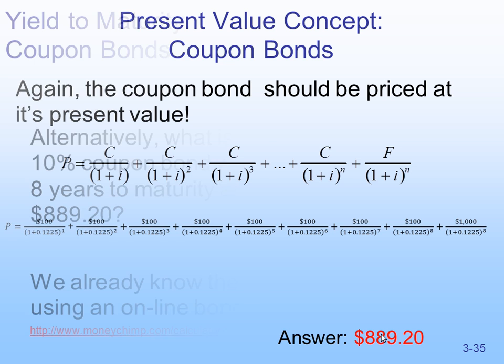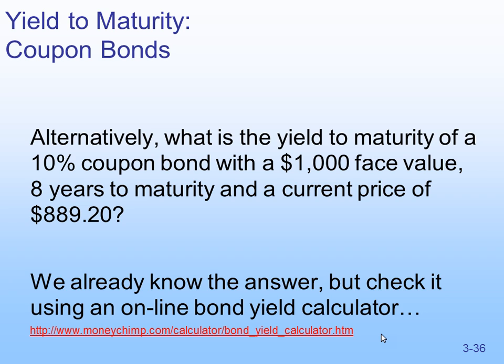All right, and try this. For this one, you're going to need to have internet access, okay? What's the yield to maturity? The yield to maturity is which letter in the equation? It's the lowercase i, okay? What's the yield to maturity of a 10% coupon bond with a $1,000 face value, 8 years to maturity, and a current price of $889.20? You already know the answer, right? Because we just did it. What's the answer?